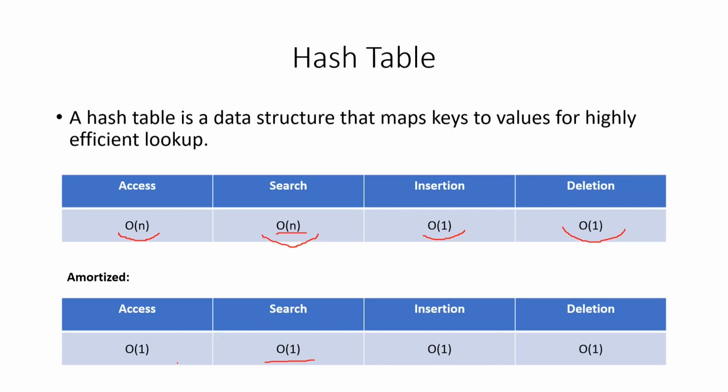But on average, the amortized time complexity is constant both for the access and for the search. So on average, every operation on a hash table takes constant time complexity. So it's a very powerful tool for many cases.